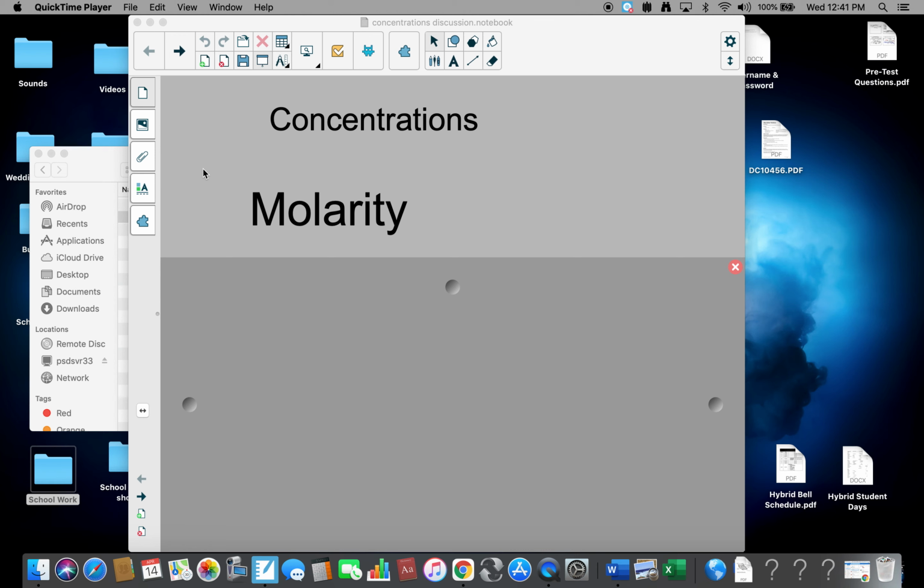An exciting, fascinating world of chemistry. We're looking at solutions, and today we're looking at concentrations. Now, there's two units of concentration we're looking at today. The first is molarity.